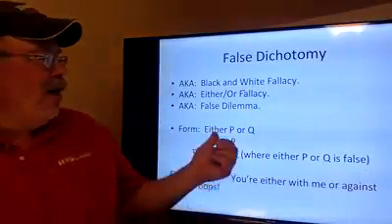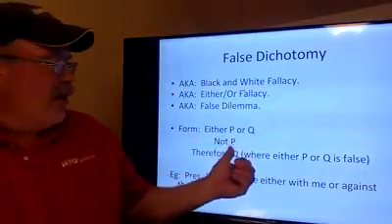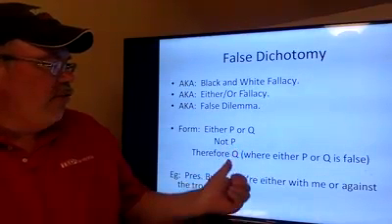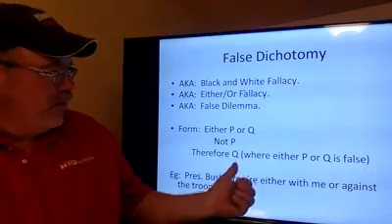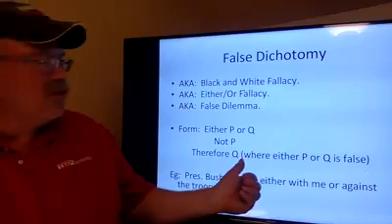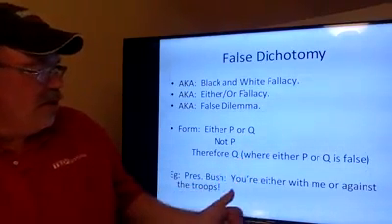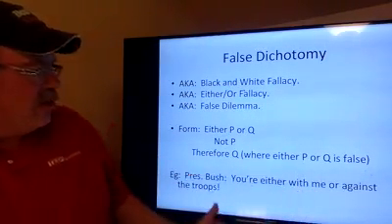So the form: either P or Q, it's not the case that P, therefore Q. We're going to do P's and Q's later. Maybe this is too abstract here. Let's look at some examples. You're either with me or against the troops.